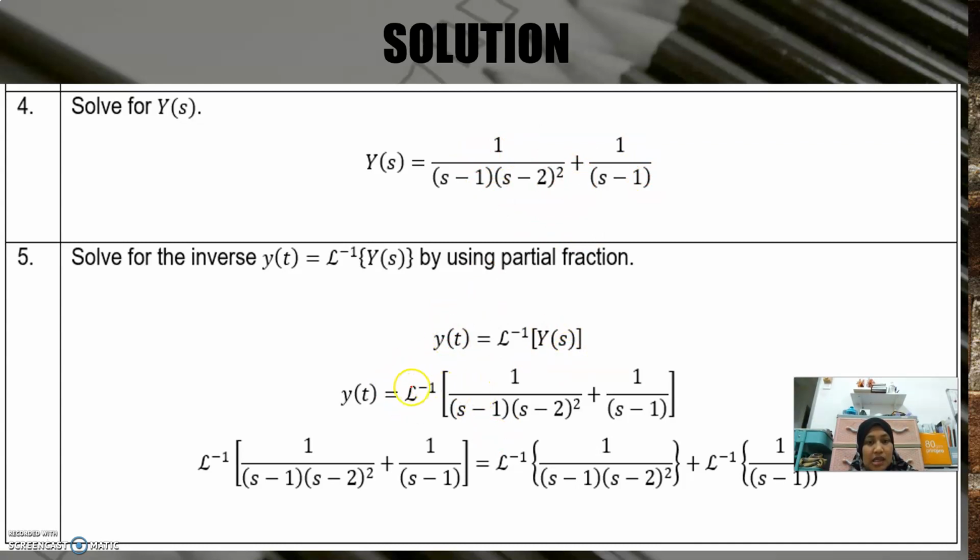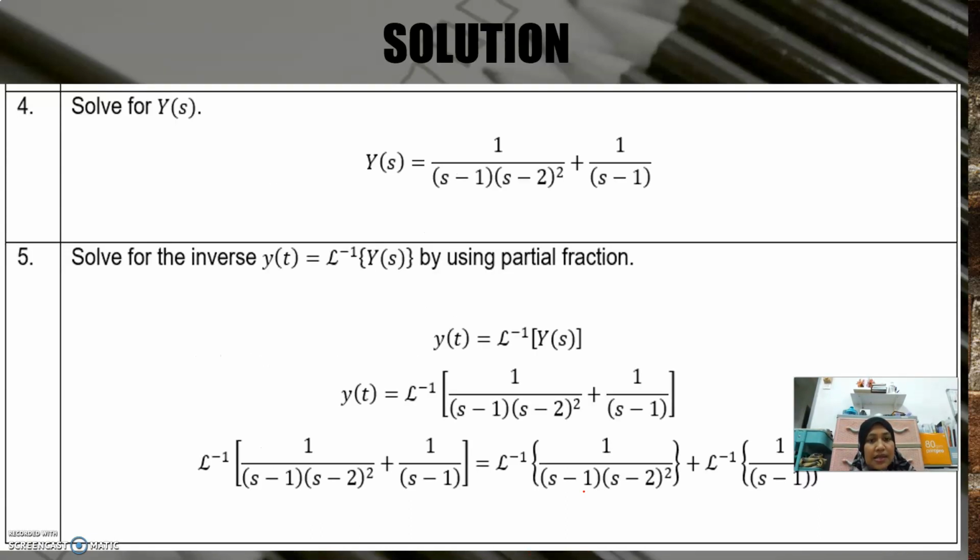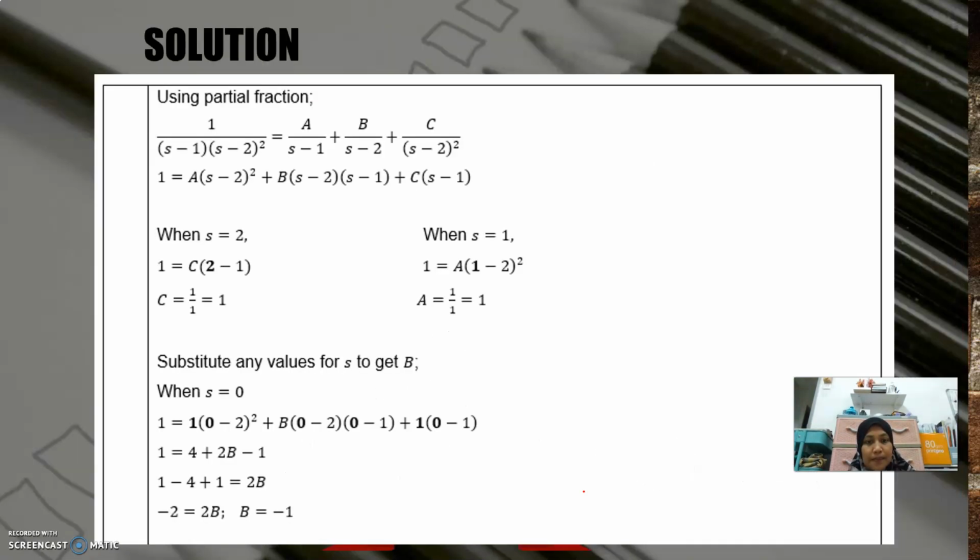So the inverse Laplace for Y(s) is here now, and so y(t) is equal to inverse Laplace of 1 over (s minus 1) multiplied by (s minus 2) squared, plus 1 over s minus 1. So all this you need to inverse Laplace. Right. So before you continue with inverse Laplace, you need to solve this using partial fraction.